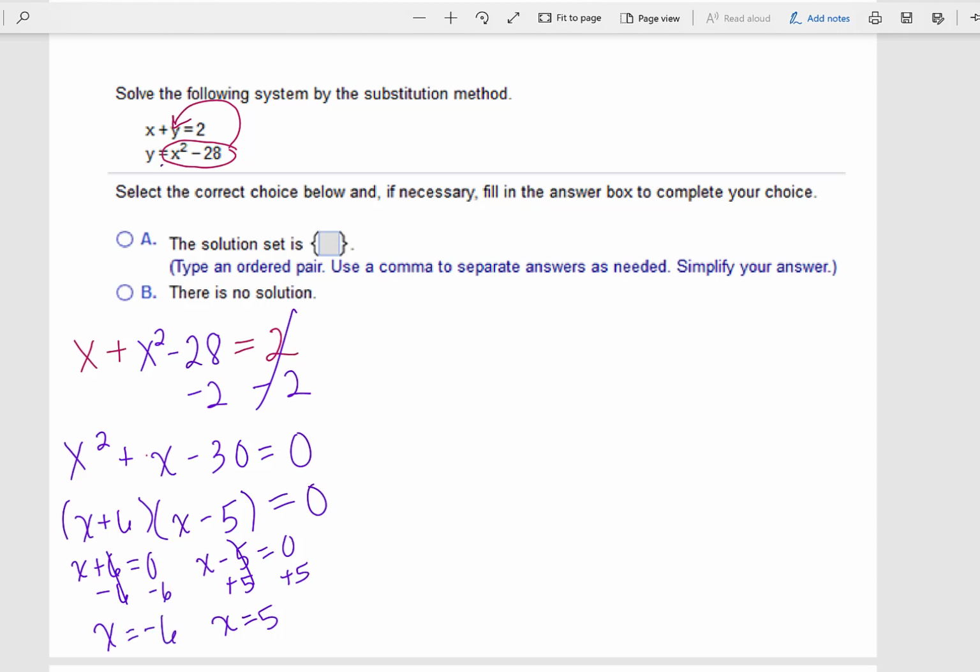But I'm not done, right? Because remember, when we're talking about the solutions to systems, we're talking about what point do these graphs intersect? And they could not intersect at all, right? But if I'm talking about what point they intersect, well, here it's giving me two x's. That means that, okay, I'm intersecting at 2 points, but I only have a portion of my points. So I need to go ahead and plug in each x into either one of the equations. It doesn't matter. I'm going to use that first one.